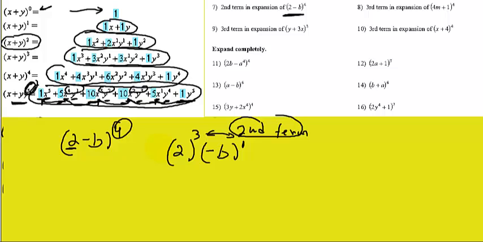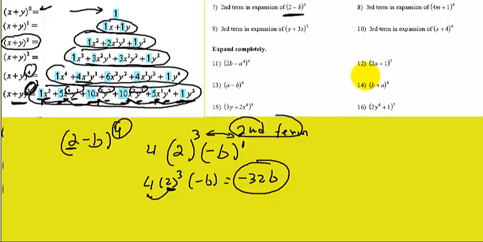Now what about the number in the front? Well, 4th power, and there's my 4th power. So in the second term, which is this one right there, my coefficient is 4. So that'll be 4 times 2 to the 3rd times negative b, which I simplify there. This becomes 8. 8 times 4 is 32. 32 times negative b is negative 32b. And that's the final answer.